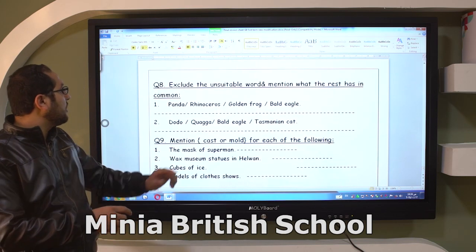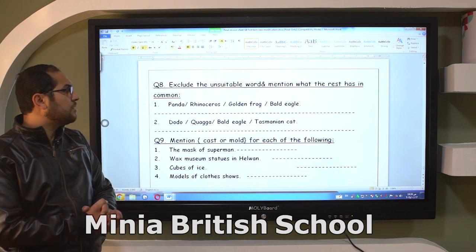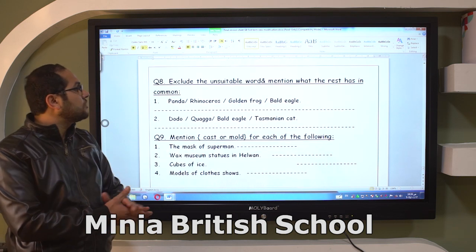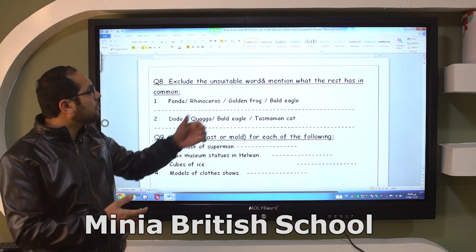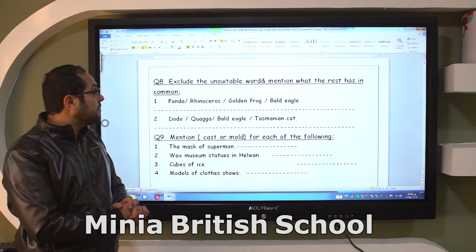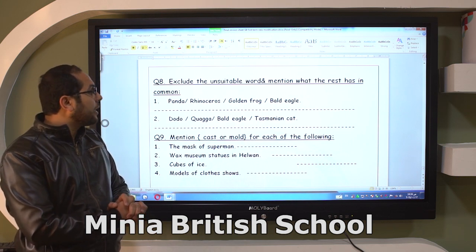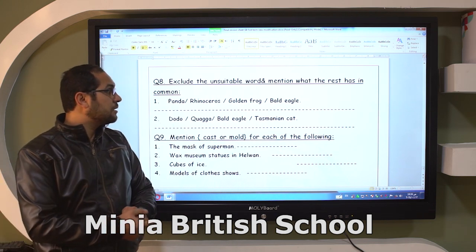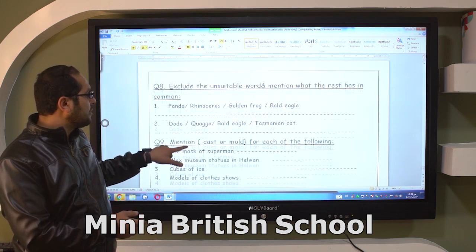Number 8, exclude the odd word and mention what the rest have in common. Panda, rhinoceros, golden frog, bald eagle. This is the golden frog. Golden frog, this is an extinct animal, or dodo bird, or quagga. Panda endangered, rhinoceros endangered, bald eagle endangered. Dodo and quagga and golden frog are extinct.